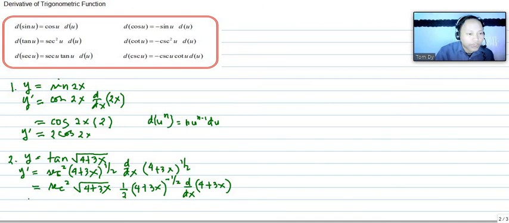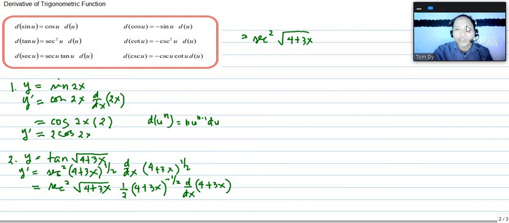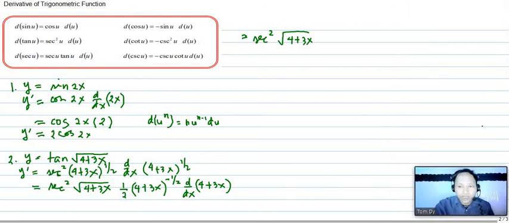Okay. Therefore, for this one, we will now write our answer here. So we have number 2, that is equivalent to secant squared of the square root of 4 plus 3x. And then allow me to transfer this one first. Okay. So, secant squared of the square root of 4 plus 3x. And then we have here the exponent is negative 1 half.